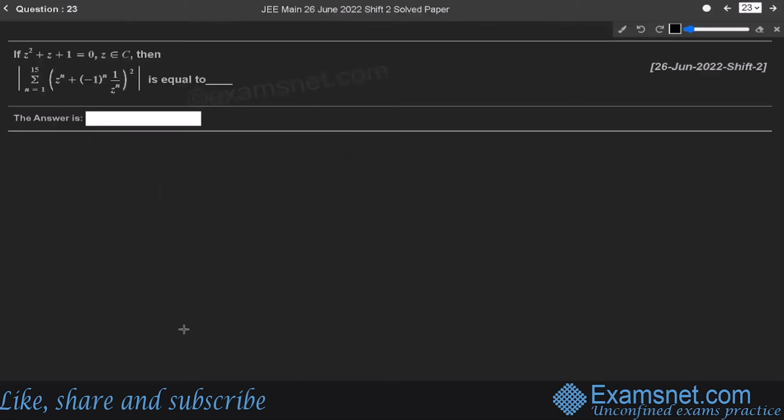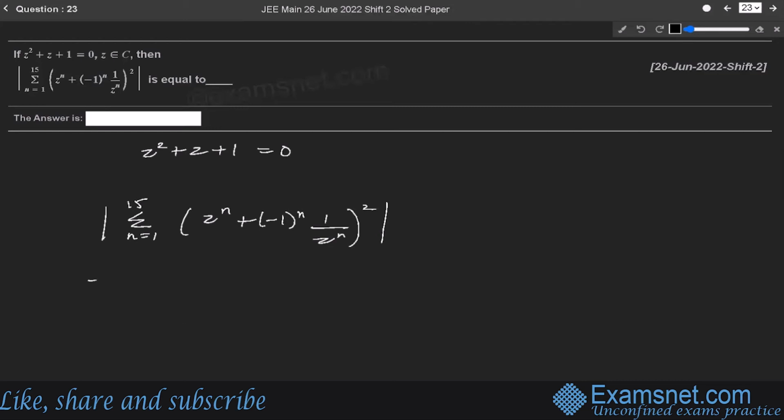Next question is, if z square plus z plus 1 is equal to 0, where z belongs to C, then mod of summation of n is equal to 1 to 15 into (z power n plus (minus 1) power n into 1 upon z power n) whole power 2 is equal to. So, we have to find the value.